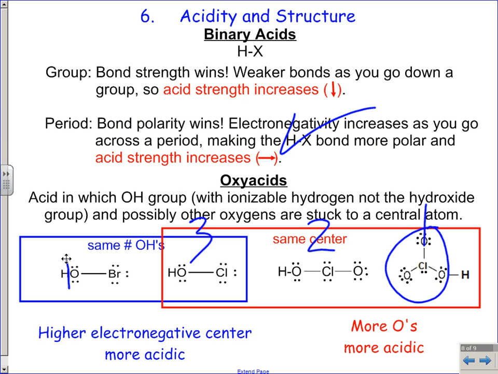So is it a binary acid? You've got two things you're looking at. Is it an oxyacid? You've got two potential situations here. Do you have the same center or a different center with the same number of OHs on it? So both of these are really the same OH situation. So this is really a different center atom type situation.